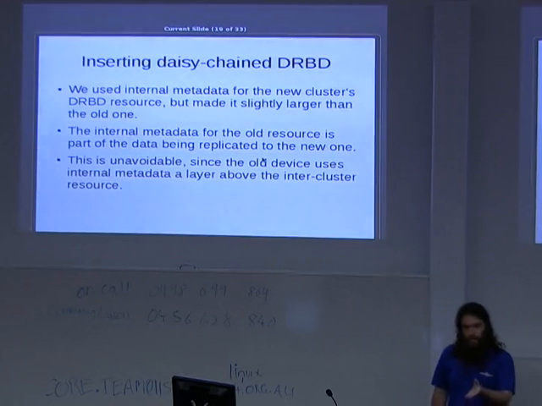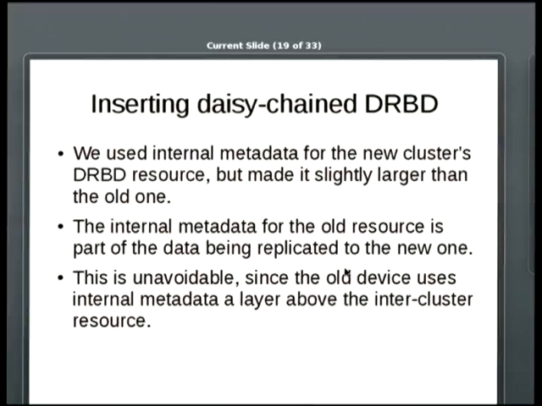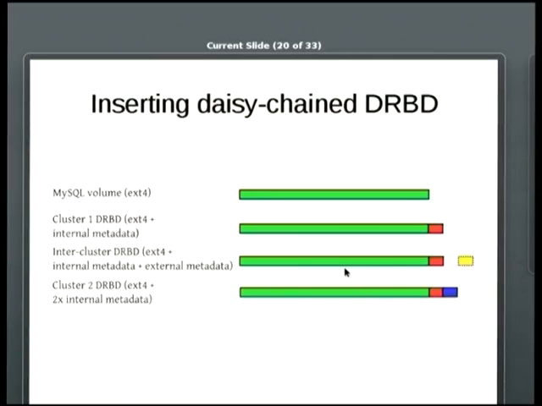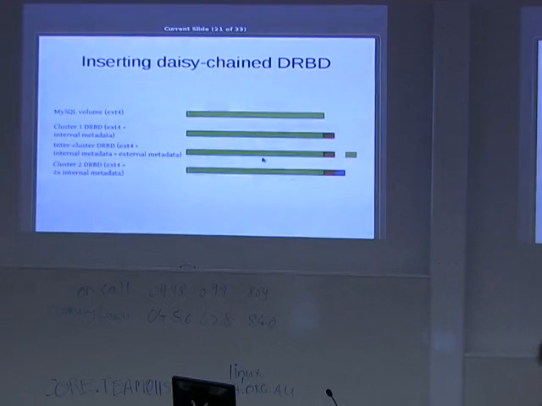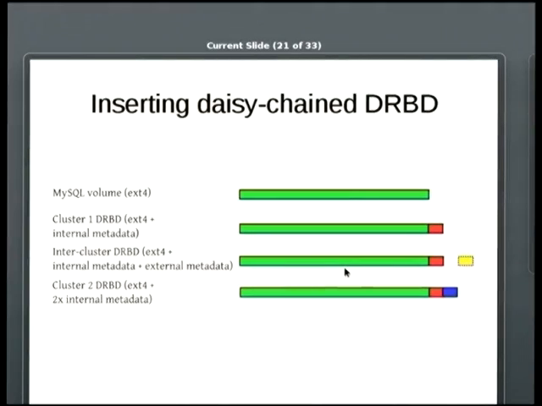So we did this as normal for the new cluster that we provisioned. On the diagram with cluster 1 and cluster 2, both the internal links have internal metadata, but we made the new cluster's volume slightly larger than the old one. The reason for this is, actually I have a diagram here that shows it quite well. To any lower layer in the DRBD chain, the internal metadata of an upper layer is just data. So what you have at the top is a file system that MySQL or Percona is using.